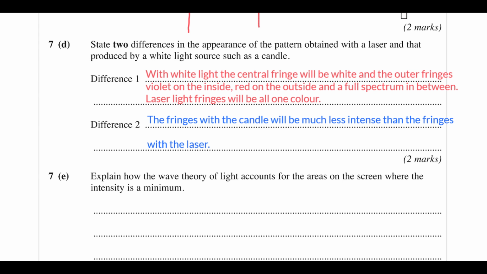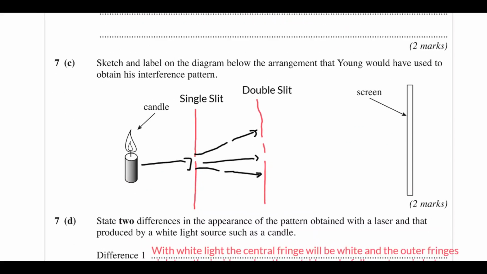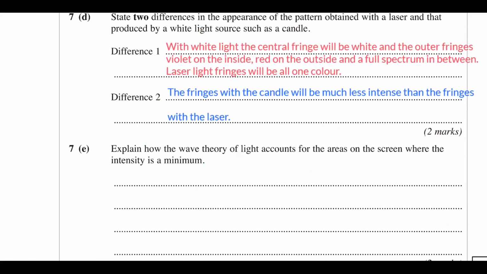You could also talk about the fringe spacing, because with white light you'd have wider fringes or smaller spacing than you do with the laser. So that could be another one, but those are the two I would go with here. So contrary to up here where they gave us too much space, we didn't get enough here, but never mind.